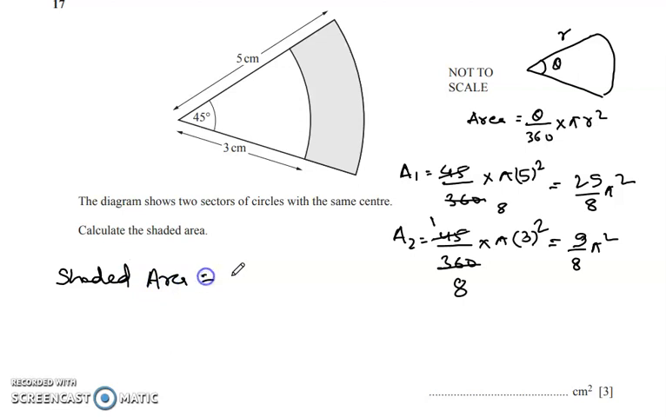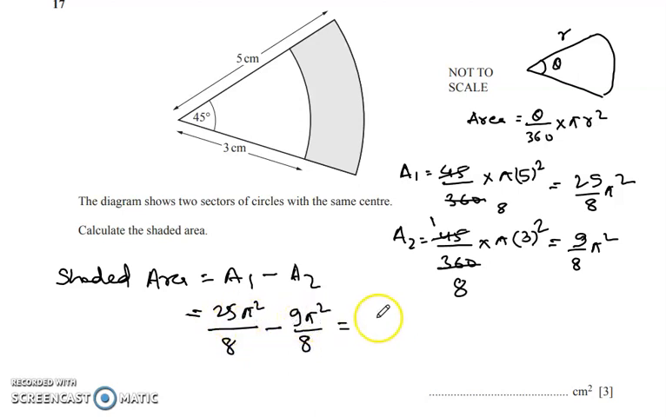So the shaded area is equal to A1, the bigger area, minus A2. So 25 pi square upon 8 minus 9 pi square upon 8. 25 minus 9 is 16, so 16 pi square upon 8. I can just cancel this.